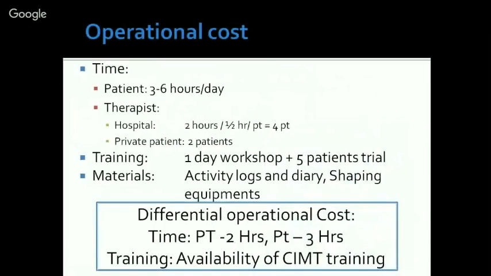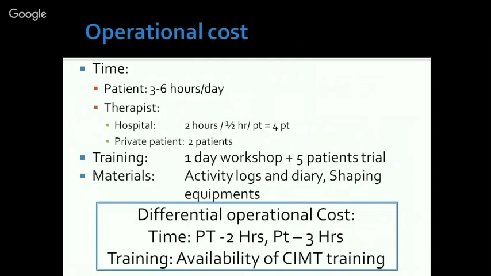So the intervention CIMT might have a behavioral cost and it might not work out well with all types of patients. Finally, the operational cost of it, right? We'll be looking into time, training, and materials required. A patient might need to spend 3 to 6 hours per day, and a therapist might need to spend 2 additional hours of therapy time. So he might need to be willing to sacrifice the treatment of 4 other patients, or if he's seeing a private patient, he needs to be at least willing to sacrifice 2 patients. That's the operational cost of it.